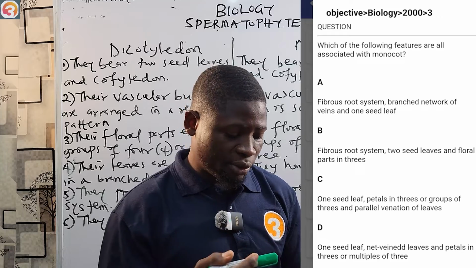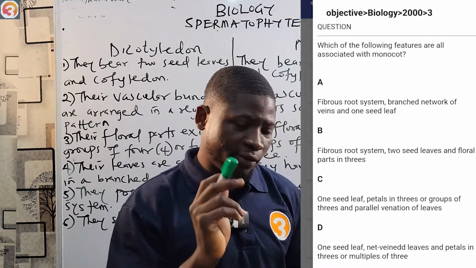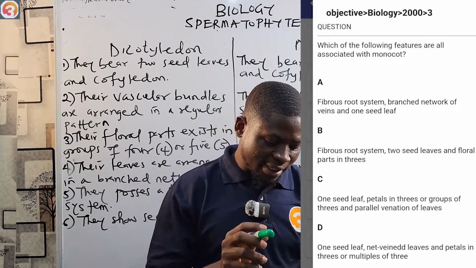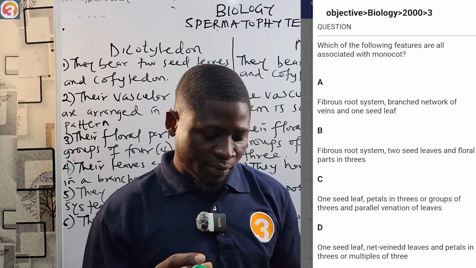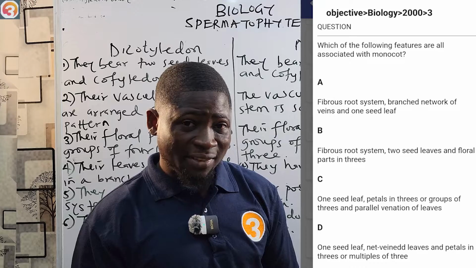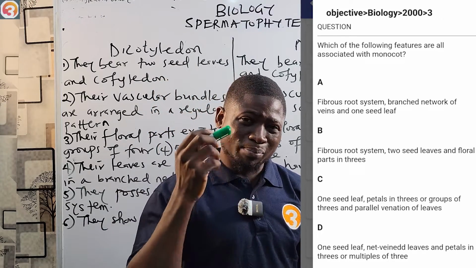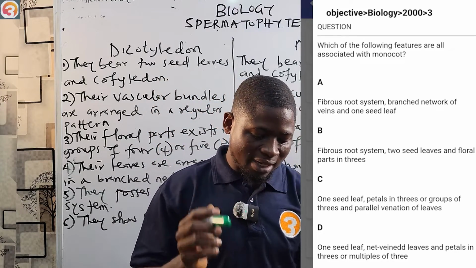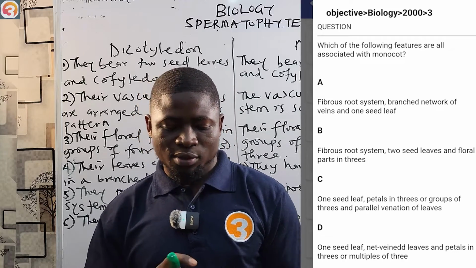Now let's see option D, and what makes it wrong? One seed leaf, correct. Net veined leaves and petals in multiples of three. Okay, which are not net veined. We say they have parallel venation. Okay, so our correct answer there will be option C.